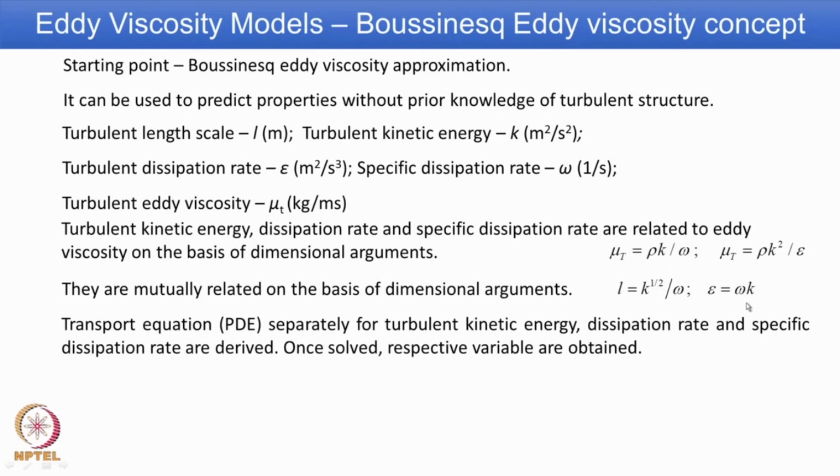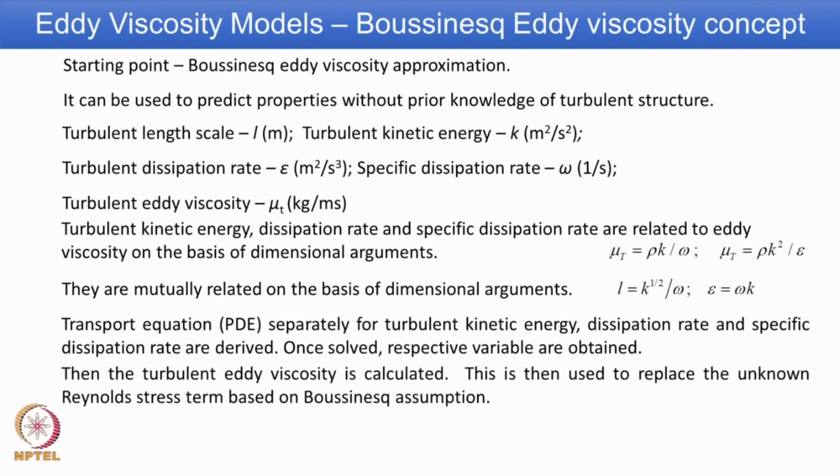It is possible to write separate PDE, in other words transport equation, for each one of these quantities, turbulent kinetic energy, dissipation rate, specific dissipation rate or length scale, and you solve them, you get respective variables obtained. Then the turbulent viscosity is calculated based on the relation that we have just now shown. This is then used to replace the unknown Reynolds stress based on Boussinesq assumption.